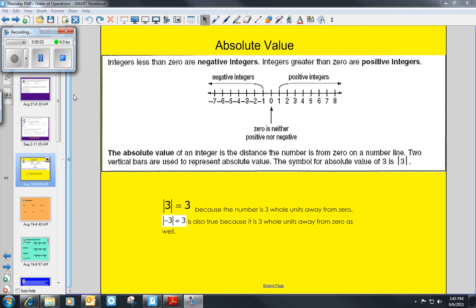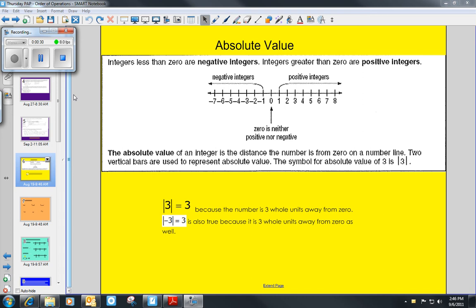Absolute value is another concept that we're going to cover that also includes the number line. We've done negative and positive integers, order of operations. What we're going to talk about right now is the absolute value of an integer. We know that integers less than 0 are negative, more than 0 are positive, and 0 is neither positive nor negative.